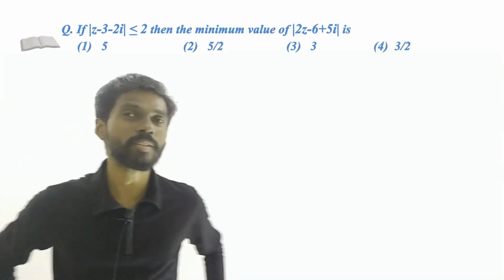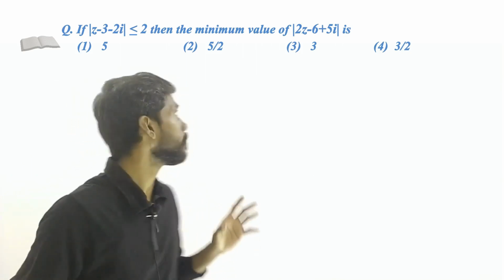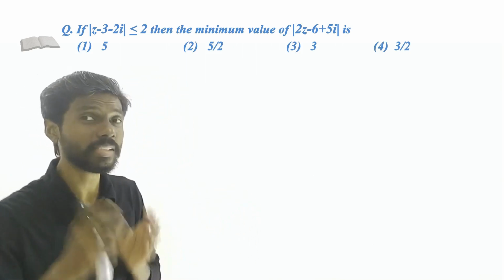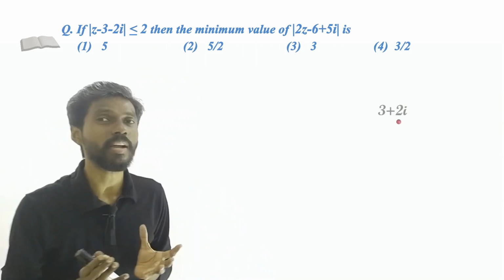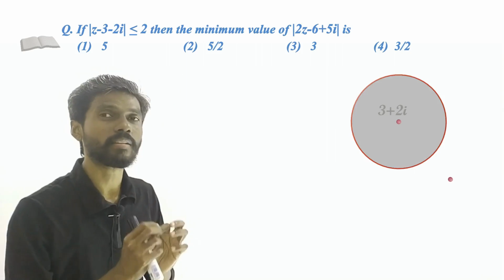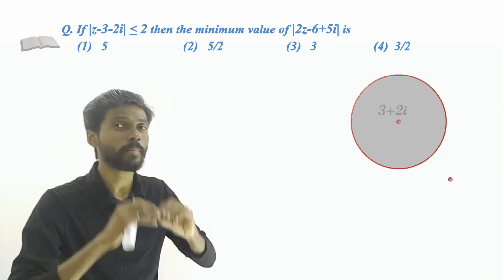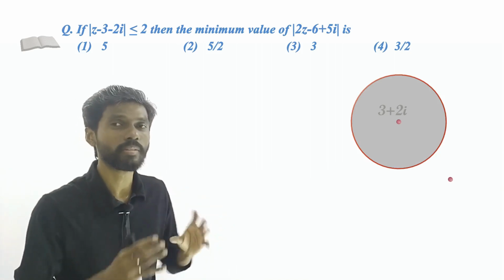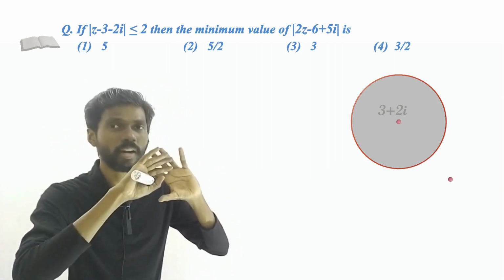This question is similar to the last question. Here also we have z satisfying some conditions. Modulus of z minus 3 minus 2i is less than or equal to 2, not just equal to 2. Which means not only points on the circle, but also points inside the circle, because less than 2 means the distance is less than the radius. That means the points can be inside the circle also, like a circular disc.